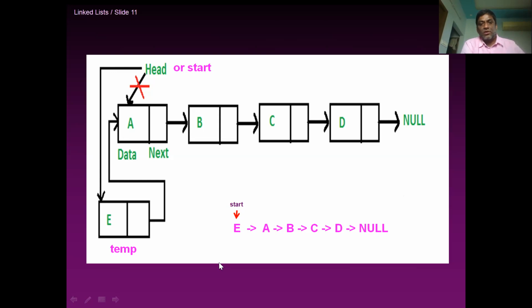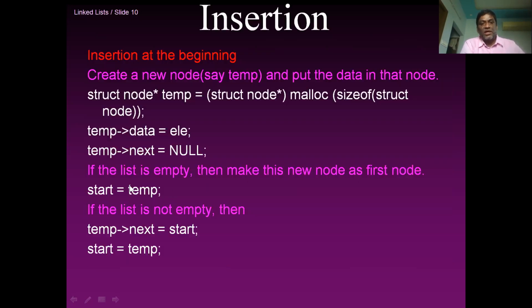So again, if the list is empty, because that is the only node in the list, let us make it the start. Otherwise, point that temp next to the start node because it is the first node, and then make the temp the first node. Okay, so this is the insertion at beginning operation.